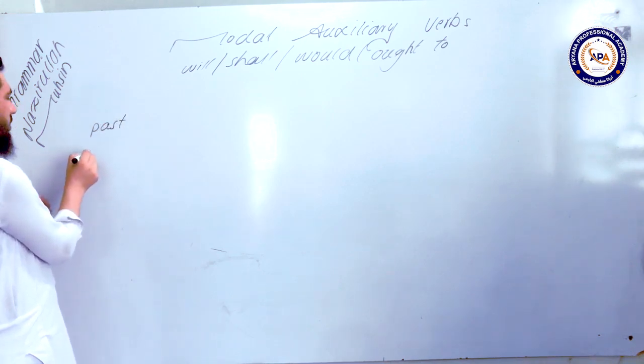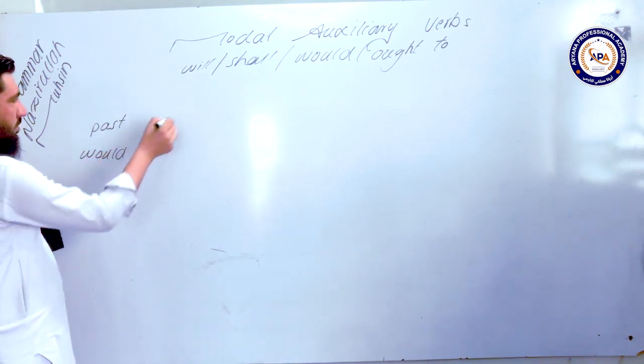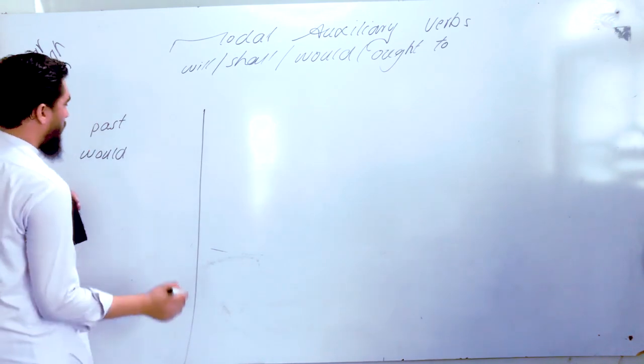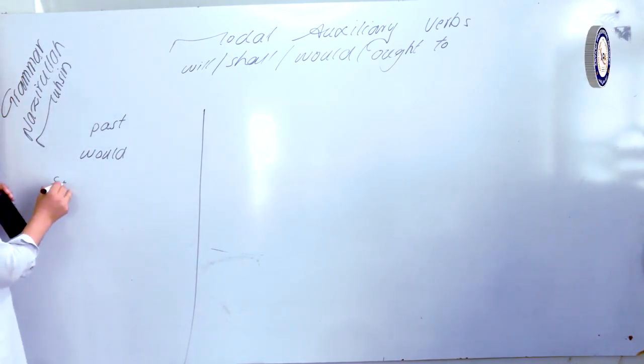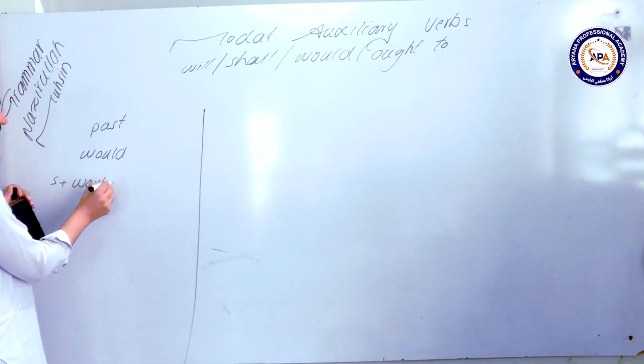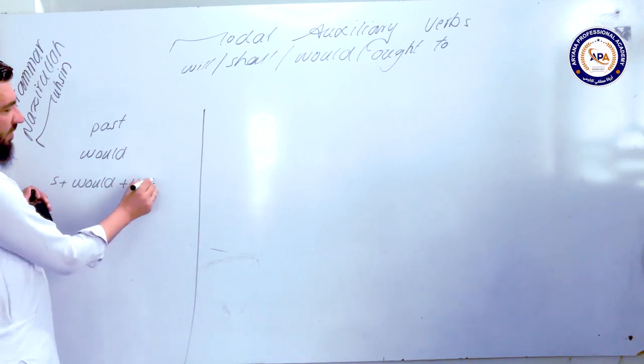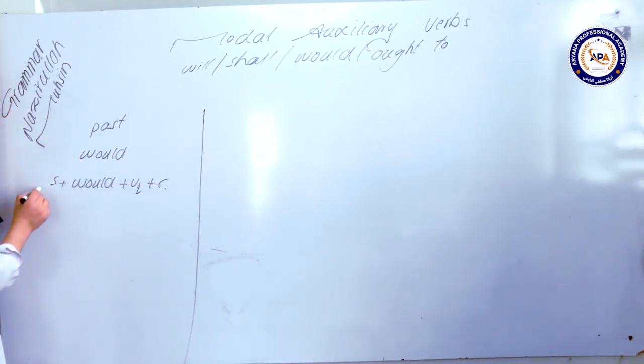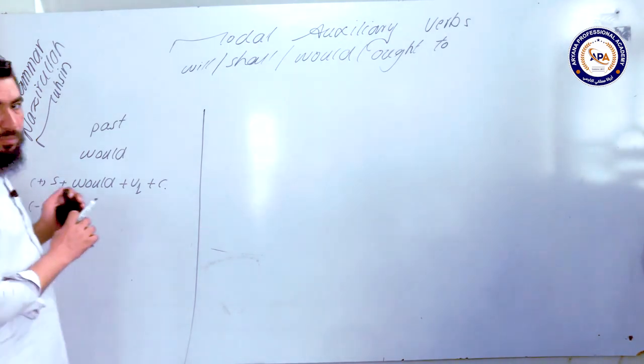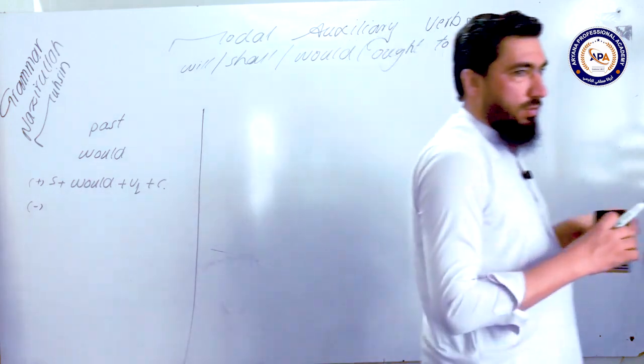In the past, we use would, like subject plus would plus base form of the verb plus complement. We negate all the modals the same. And we can negate it, so just write down the positive structure.